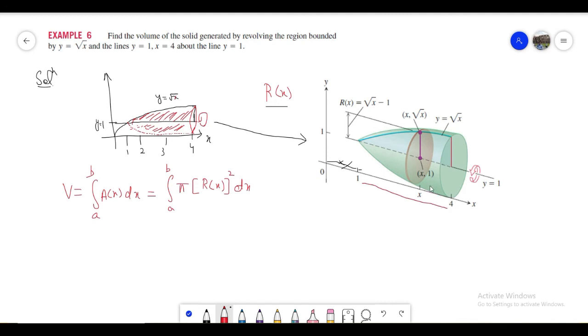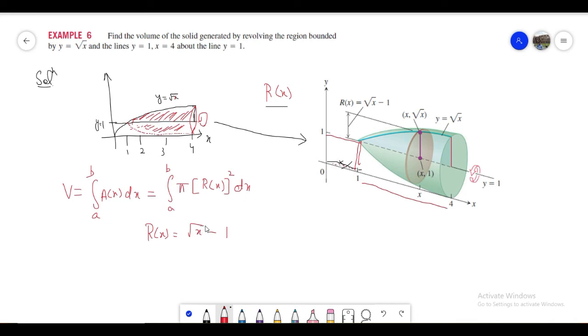4. So the radius r of x, which is the root of x, which is represented by the curve, minus this one, because this is not included. This part is not included. This is a unit area. So one can say that the r of x is the root of x minus 1, this one. So this is not included.